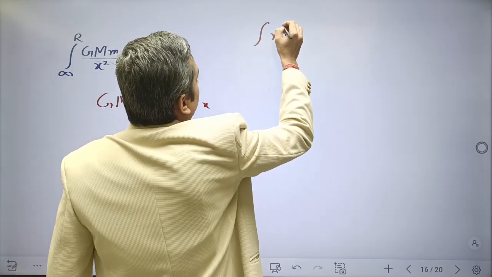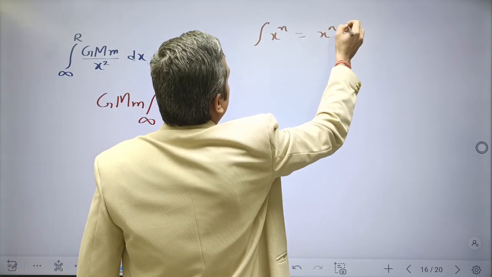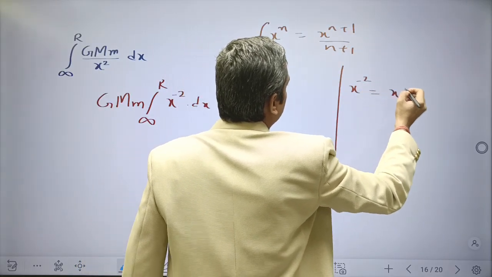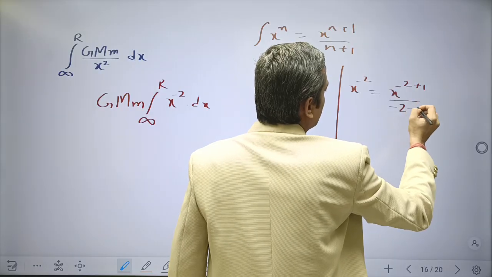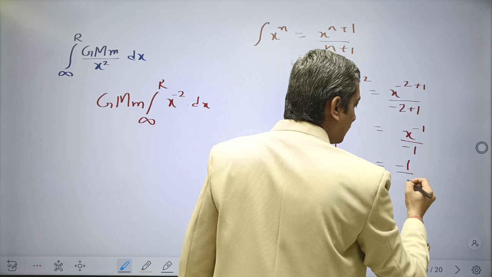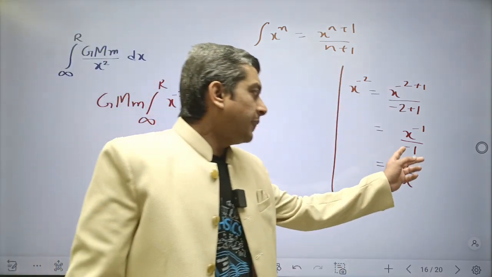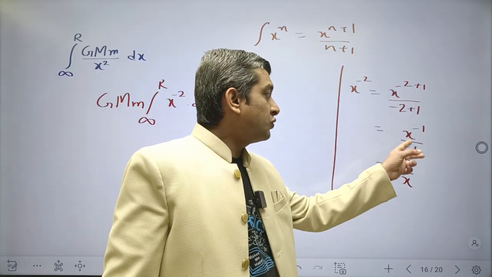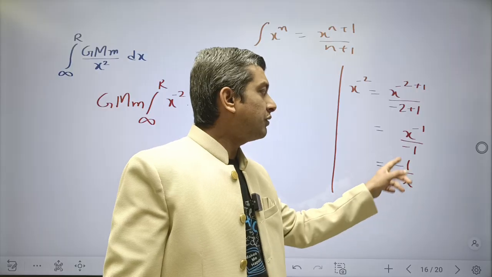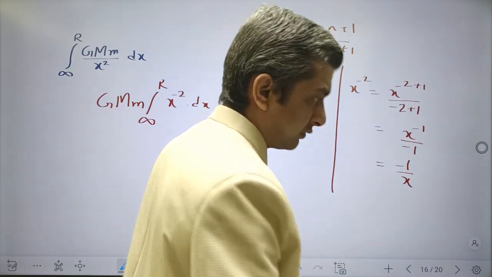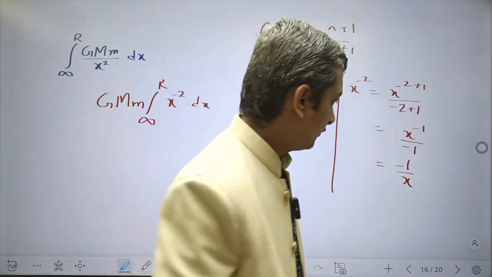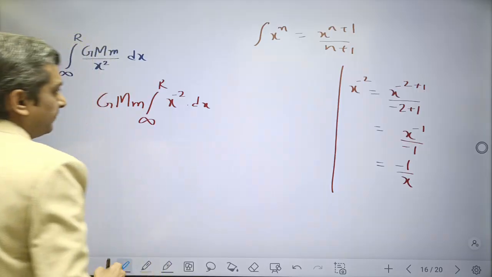So apply the formula: integral of x to the power n is x to the power n plus 1 by n plus 1. So if I write x to the power minus 2, this will be x to the power minus 2 plus 1 by minus 2 plus 1. So this will be x to the power minus 1 by minus 1. So this can be written as minus 1 by x, isn't it? So this is minus 1 and x to the power minus 1. If you shift x to the power minus 1 from numerator to denominator, then the power changes from minus 1 to plus 1. Remember lecture 1, the algebra chapter of basic maths, that we have done there. So this will be minus 1 by x, isn't it?